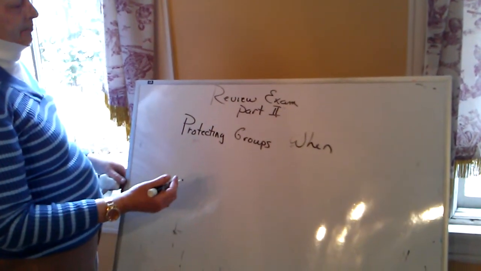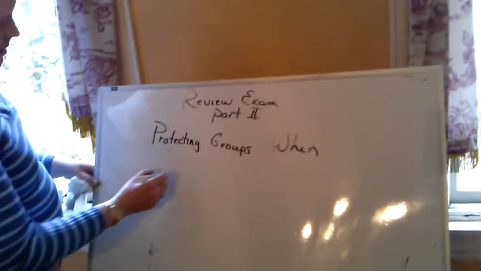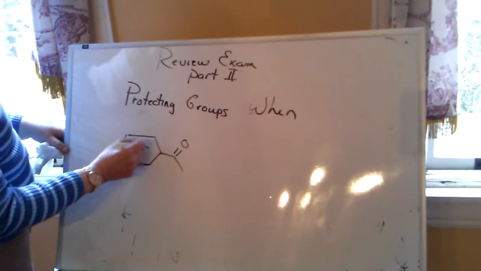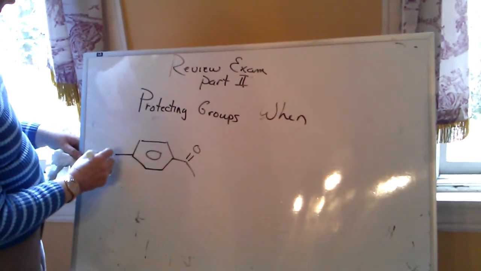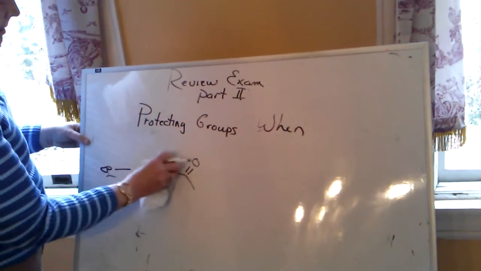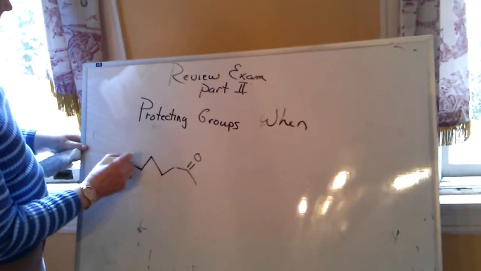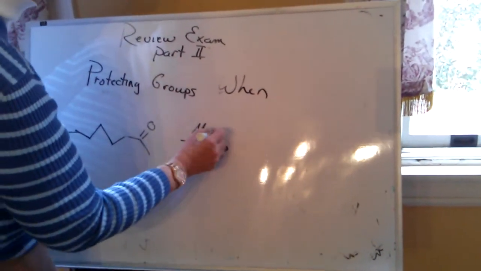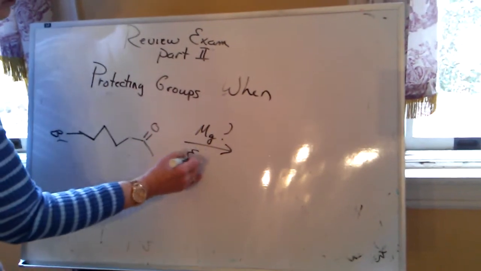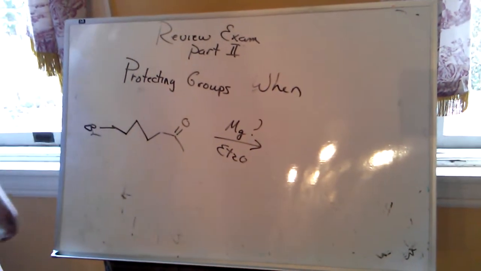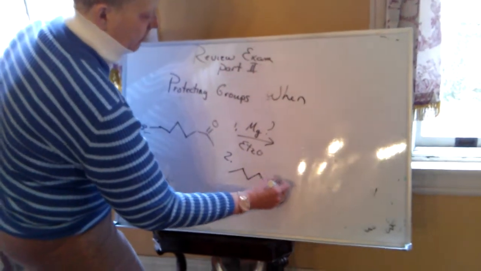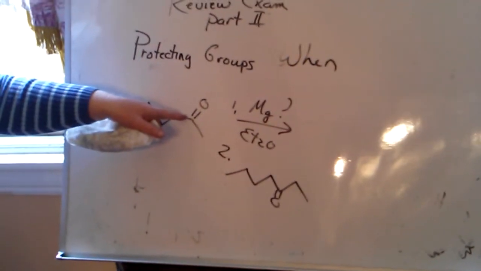One was this. If you had something like this, which is kind of the classic example, and you were saying, oh, I'm going to make a Grignard reagent out of this. Remember, Grignards have to be made in ether. Then, in a second step, I'm going to have this react with some ketone. That's not going to work, because this already has a carbonyl in it.